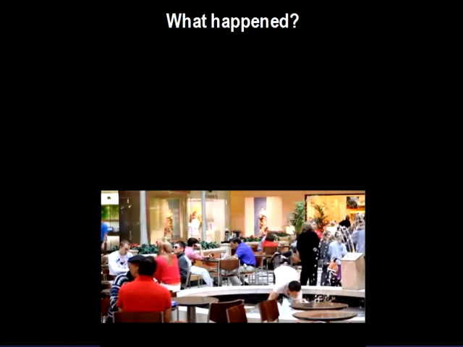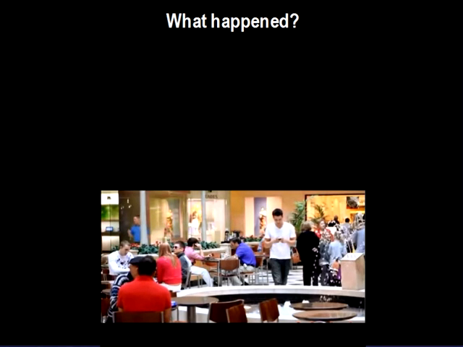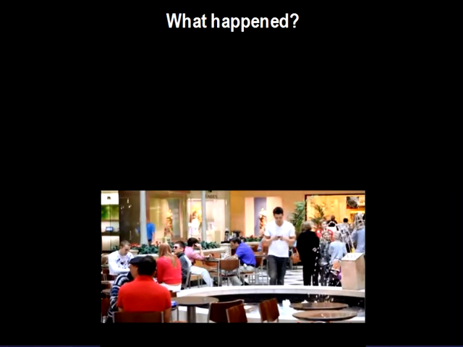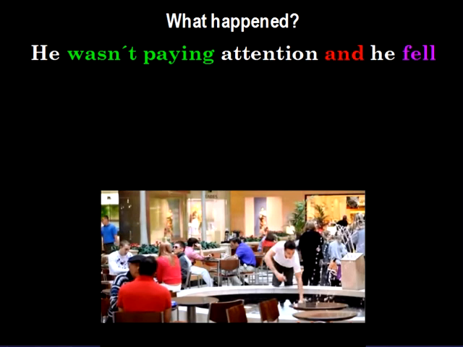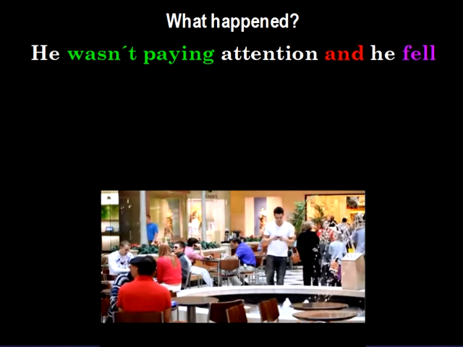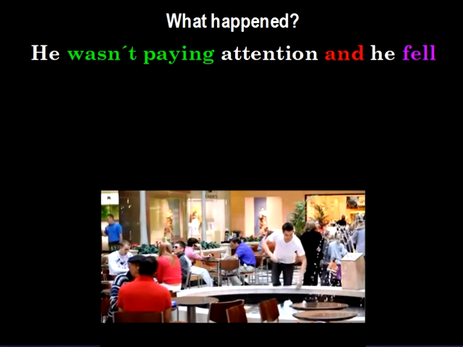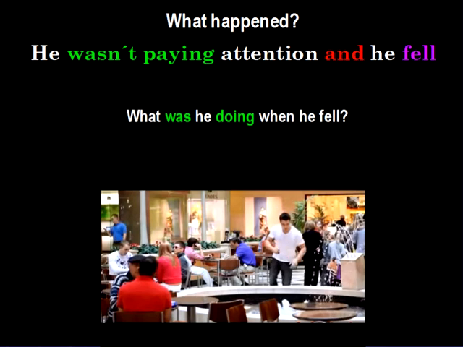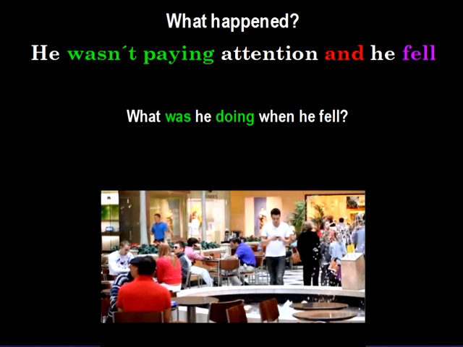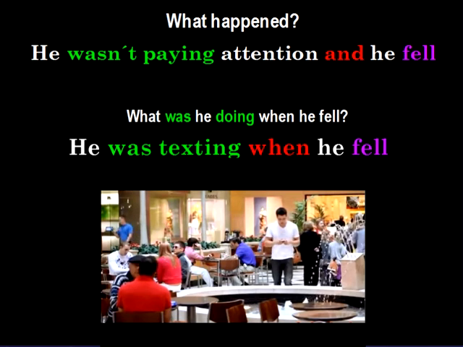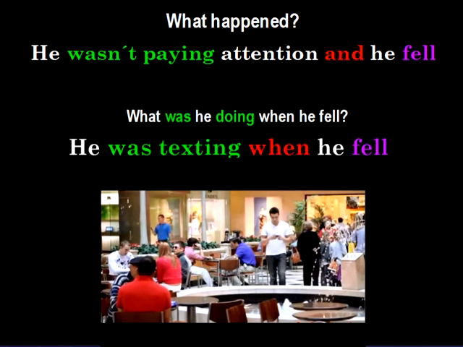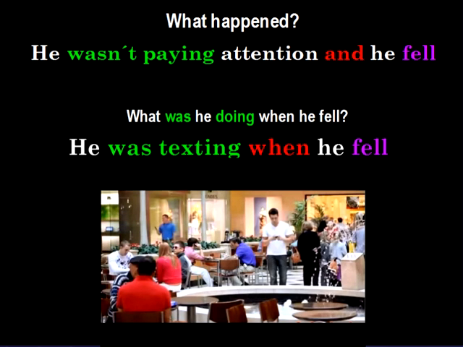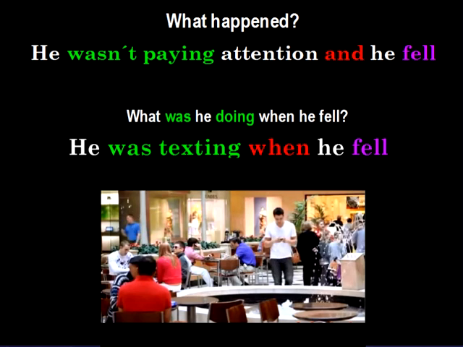After watching the video, what happened? What happened to the man in the white shirt? Well, he wasn't paying attention and he fell. Another question. What was he doing when he fell? And the answer? He was texting when he fell. So this is the type of grammar that we're going to look at today. This is the past continuous.